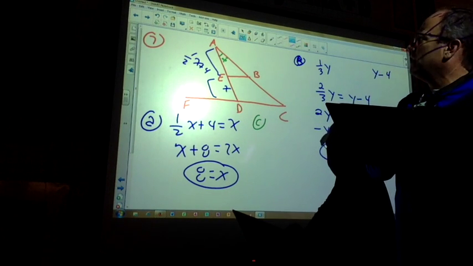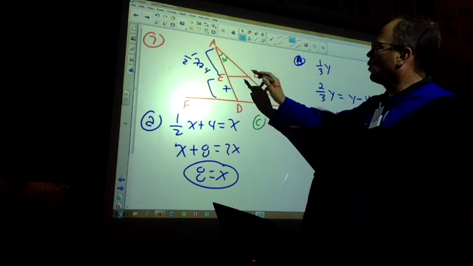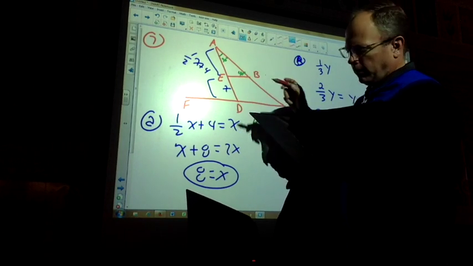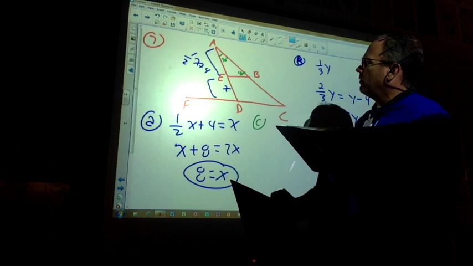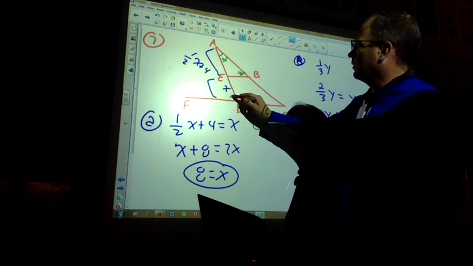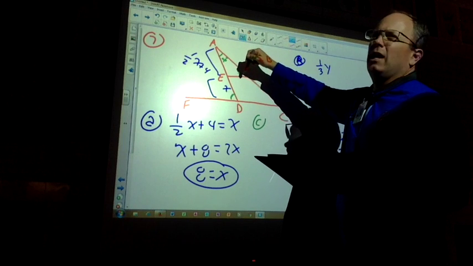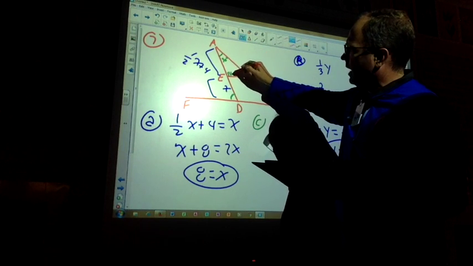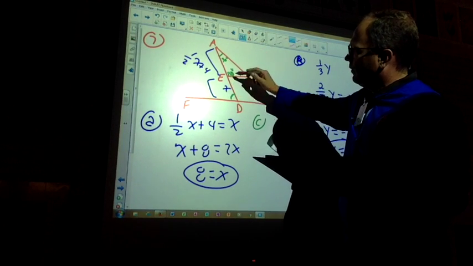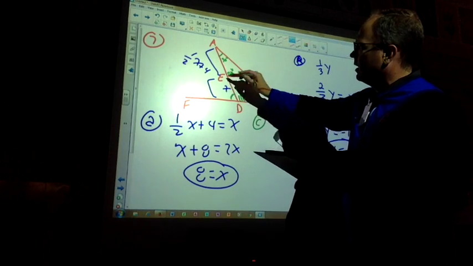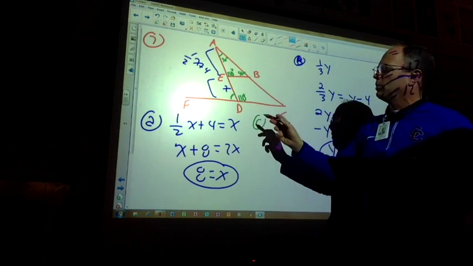Measure of ABE is 40. Find ADF. So they want us to find this angle. If that's 30 and that's 40, that's 70. That means that has to be 110. So if that's 110, this one has to be 110. Those are parallel and those are corresponding angles.